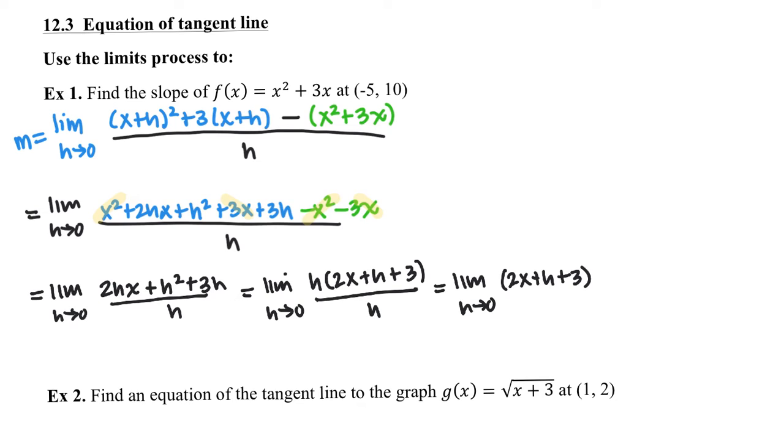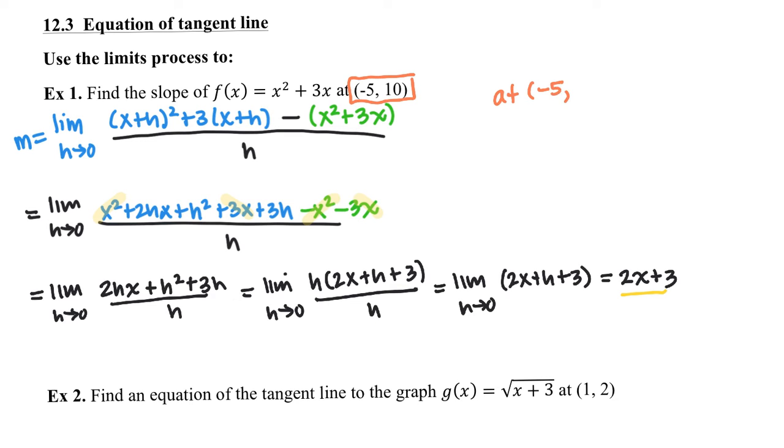Okay, then if I do direct substitution of h equals 0, I get the limit as h approaches 0 is actually 2x plus 3, which is an equation, which is fine because the slope varies at different points along the graph. However, now they want me to calculate the slope at the point negative 5, 10.